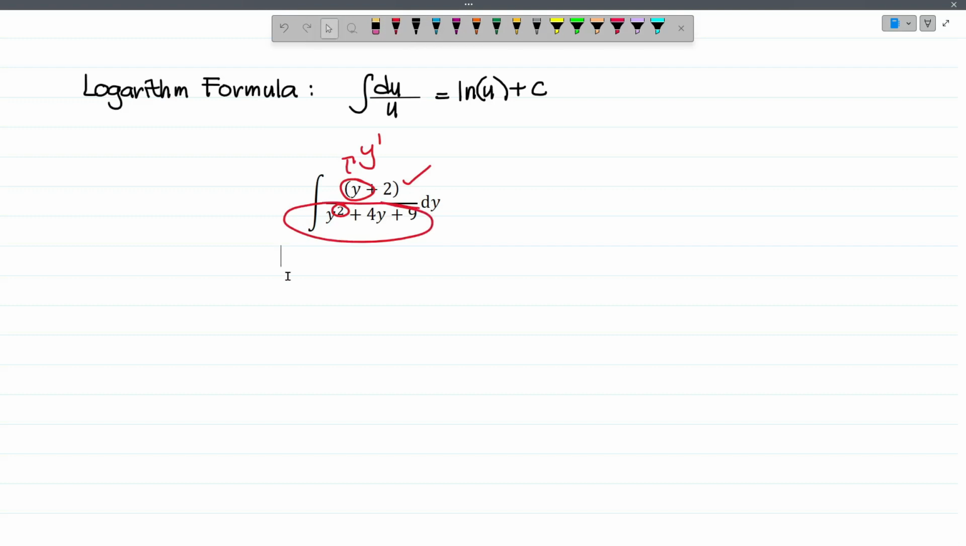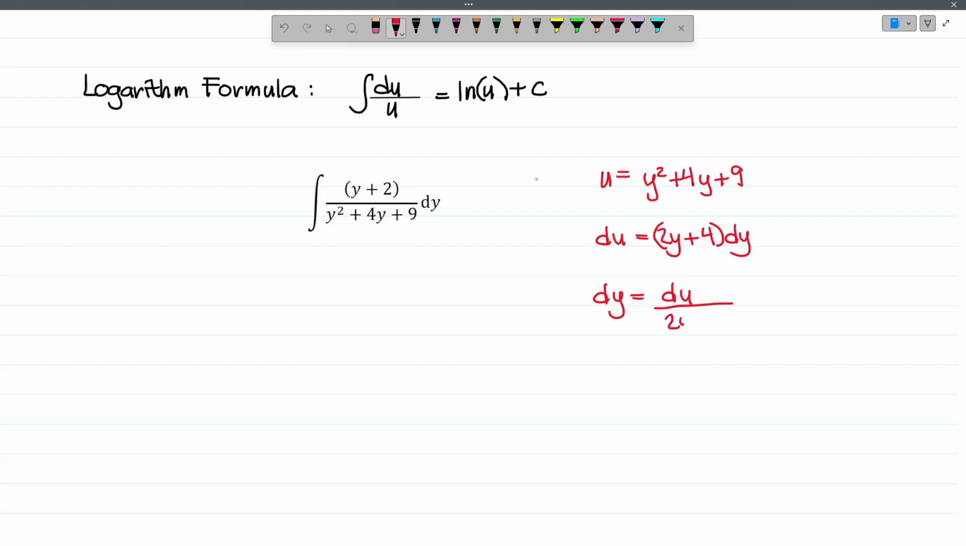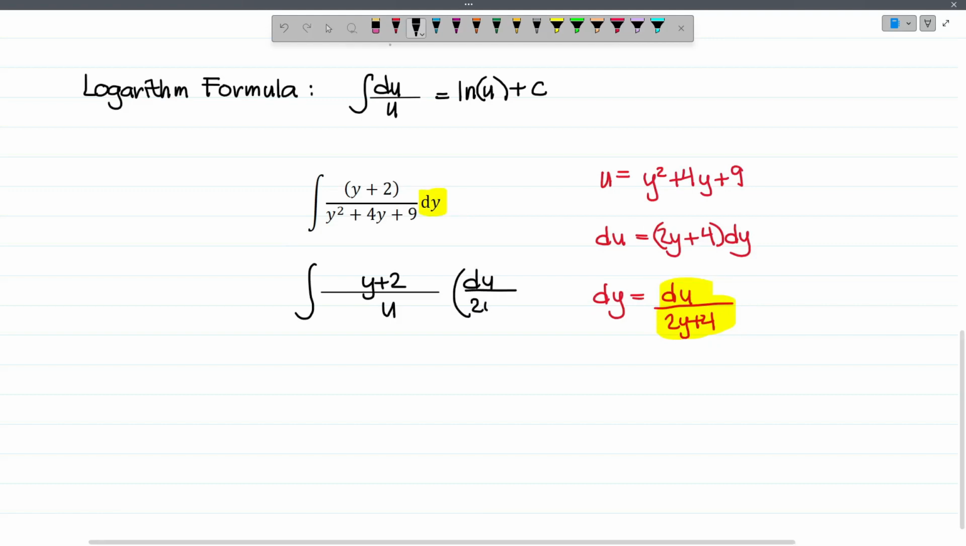Again, we are interested in cancelling the variables that we will not be integrating. So let me just remove these, and then our u will become y squared plus 4y and then plus 9. And so differentiating u with respect to y, we have du is equal to 2y and then plus 4, and then we have dy. Now notice that if we isolate dy, we have dy is equal to du divided by 2y plus 4, and so we can actually substitute this one. So this is our dy, and then we'll replace that with this, and so we have the integral of y + 2 divided by our u and then multiplied by dy, which is du over 2y plus 4.